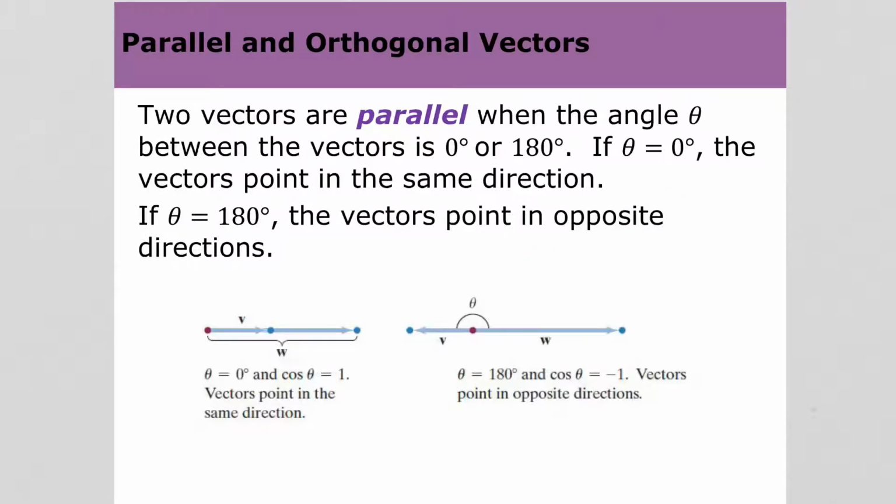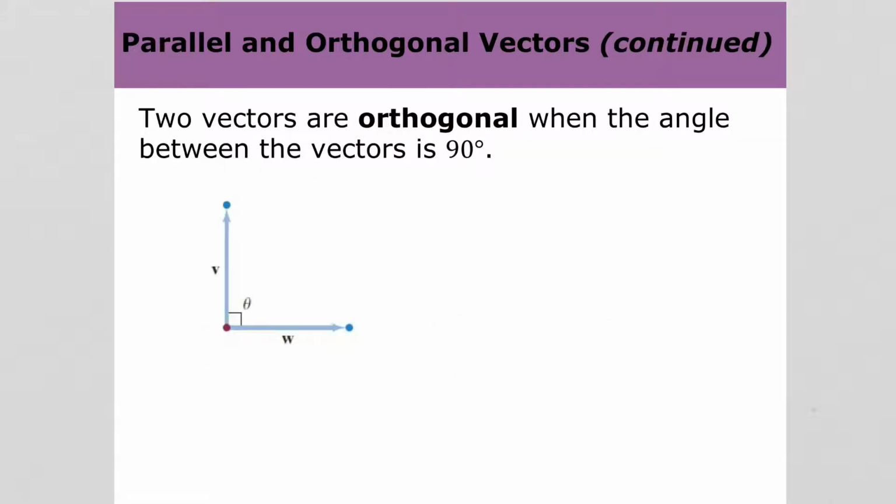Next, we're going to look at parallel and orthogonal vectors. So parallel vectors aren't necessarily on top of each other. It just means that they're either going the same direction or opposite directions. So the angles between them are either 0 or 180. That makes them parallel. Orthogonal vectors are when the angle between them is 90, just as you would expect. Orthogonal is the same thing as perpendicular.